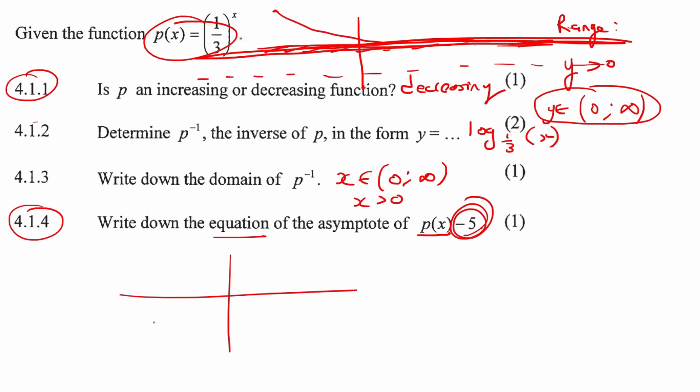So if you have a graph where you've got an asymptote down here, then that is just y equals minus 5. How do I know it's y and not x? Well, all I do is I look at the intercept and I ask myself, is that intercepting the y-axis or the x-axis? That's intercepting the y-axis. So we say y equals negative 5.